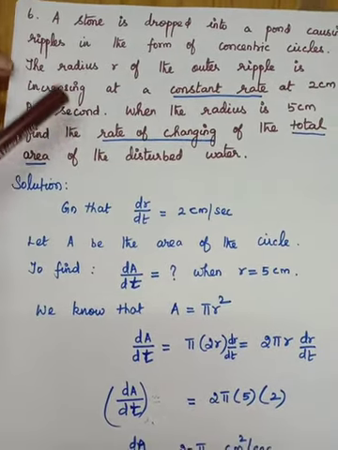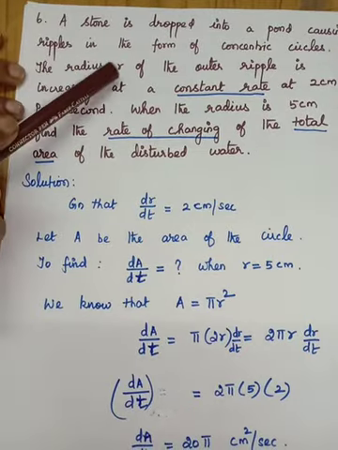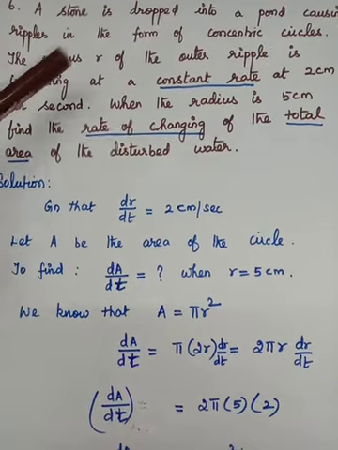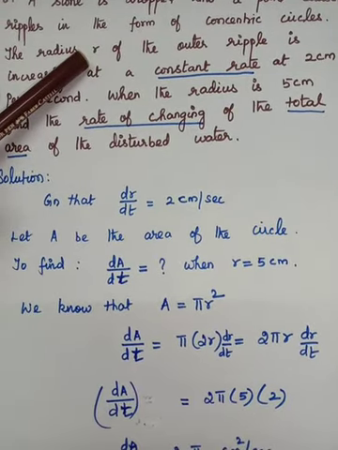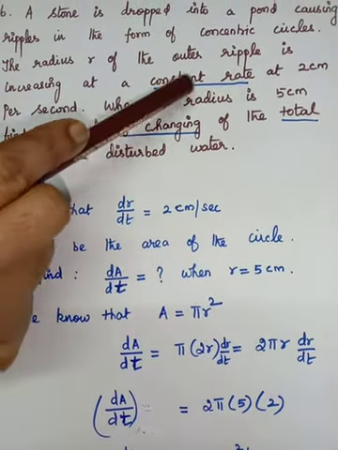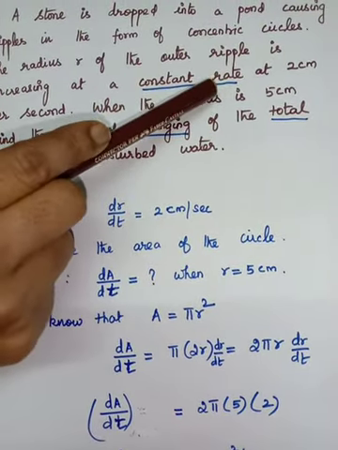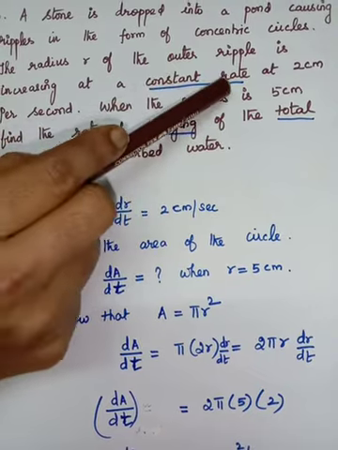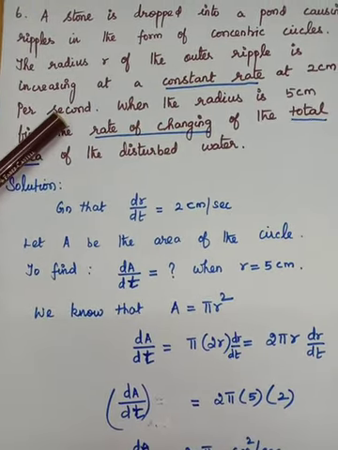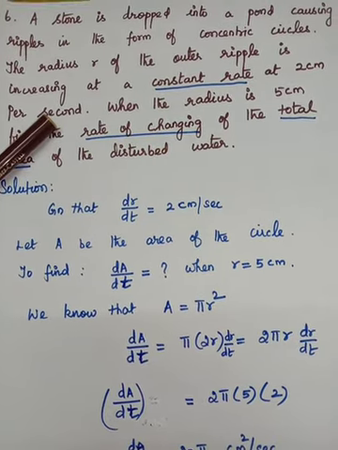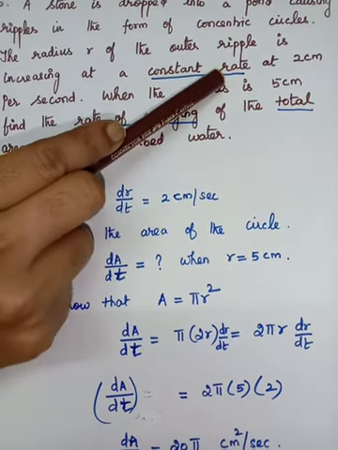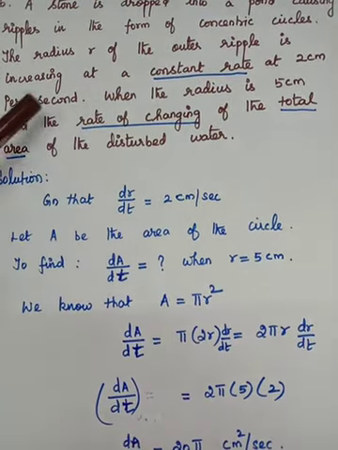You see the words? The radius r of the outer ripple. The outer ripple is in the form of a circle whose radius is increasing at a constant rate. So this word is important, rate. At a constant rate of 2 centimeter per second. From that sentence, it is given as rate. The radius is increasing at the rate of 2 centimeter per second.